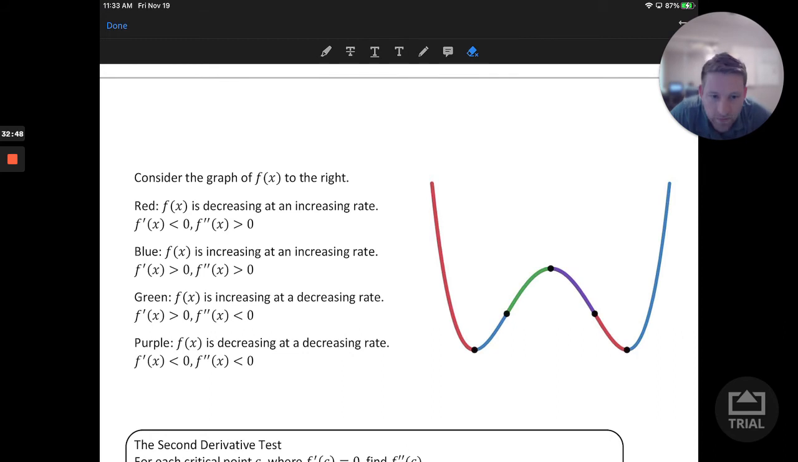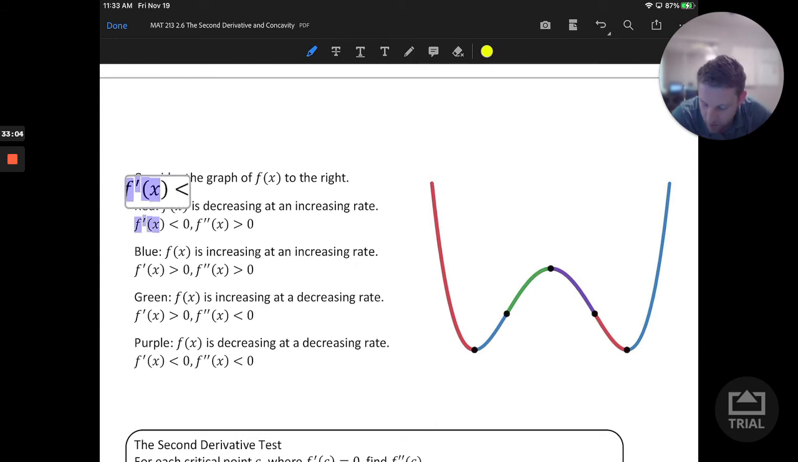All the red portions of our function would be listing where we are decreasing and at an increasing rate. So we'd be decreasing at an increasing rate. That would mean that we have a negative first derivative, positive second derivative. So if our rate of change is itself increasing, that would be the concavity being concave up or positive.